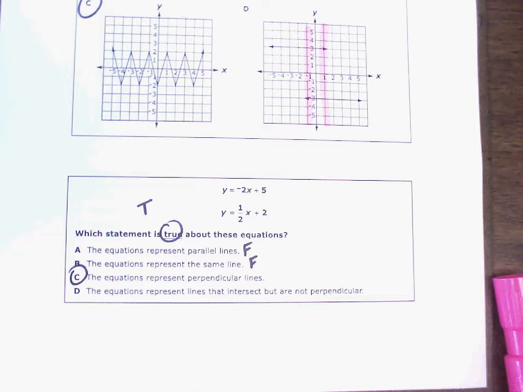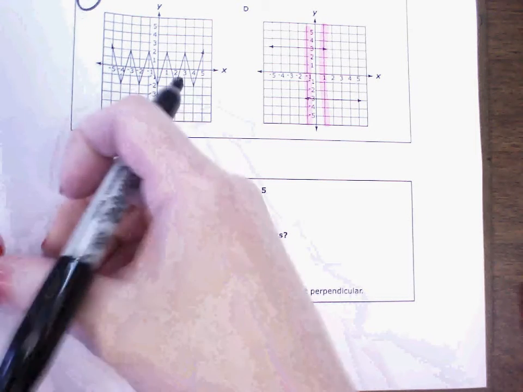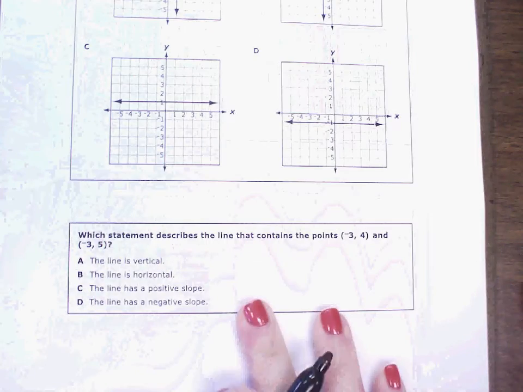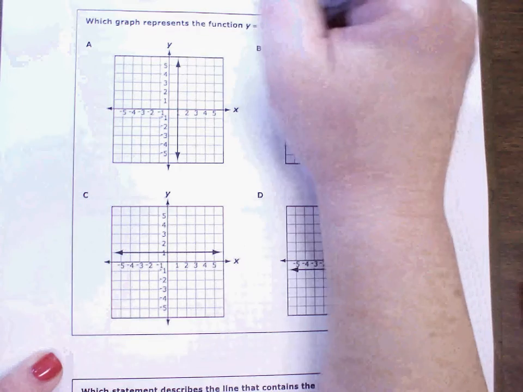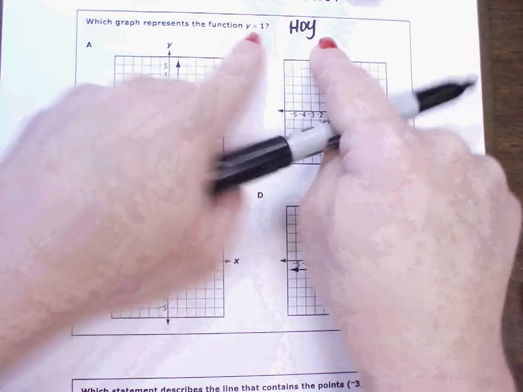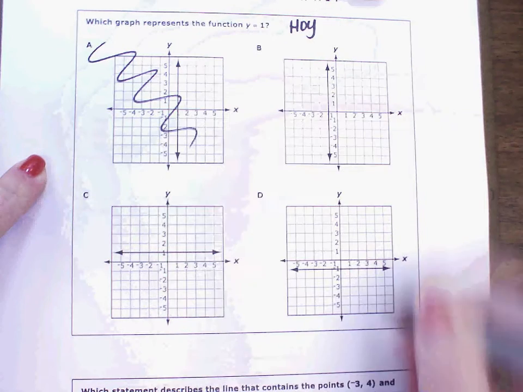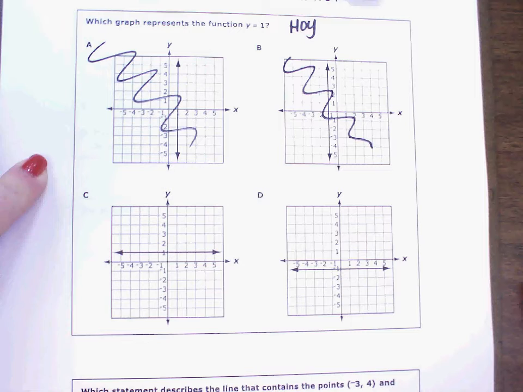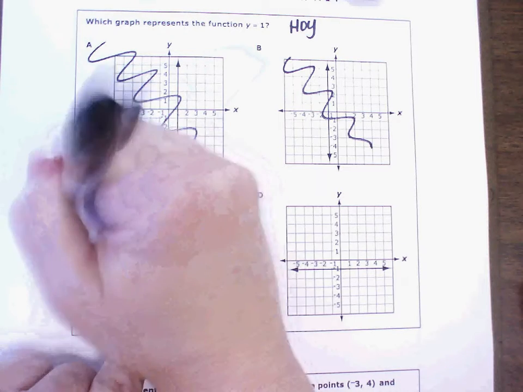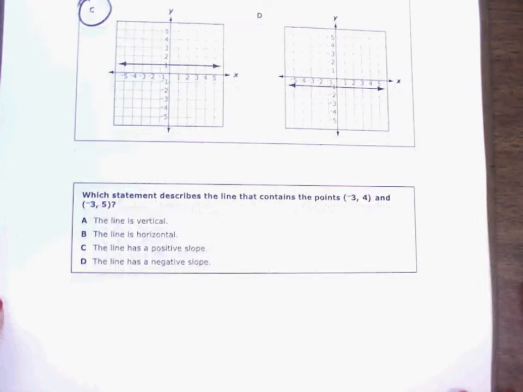Alright, next one. Which graph represents the function y equals 1? Well, I think about when y equals a number, it needs to be a horizontal line. So it's not A, that's vertical. And B is vertical as well. So it needs to be a line at y equal to 1. So the correct answer was C.